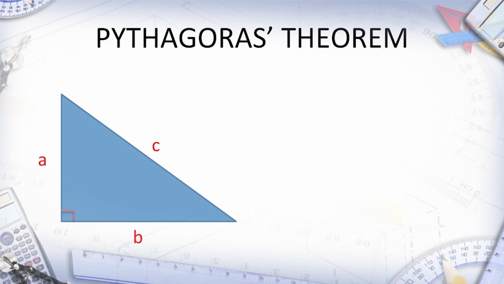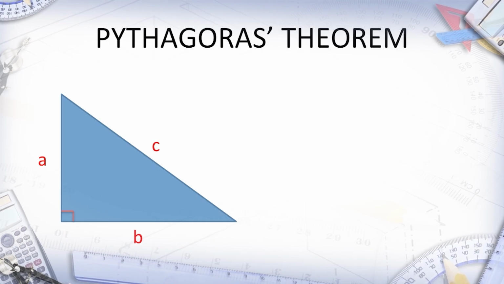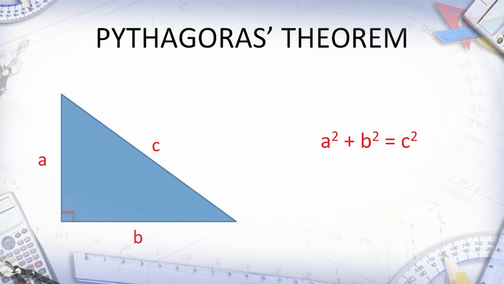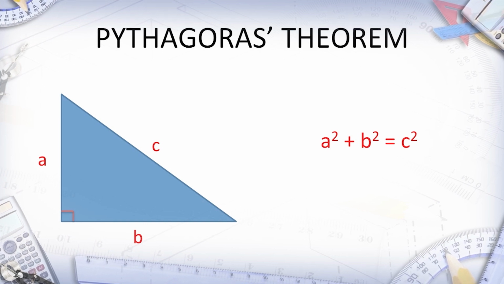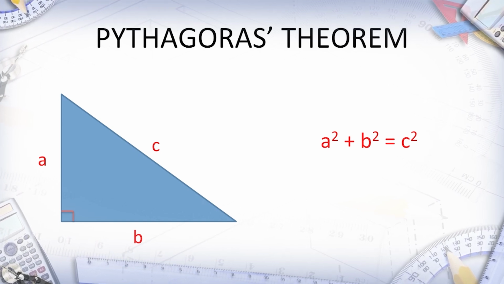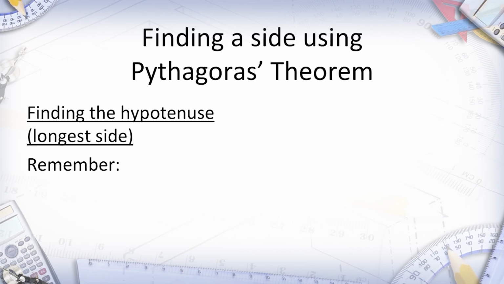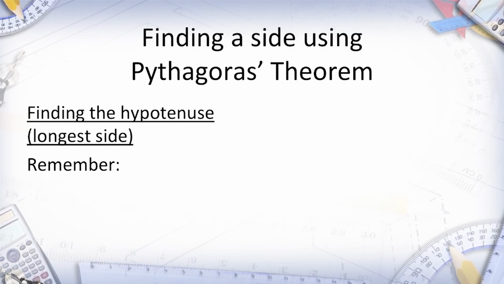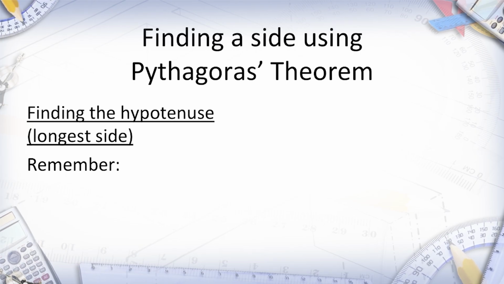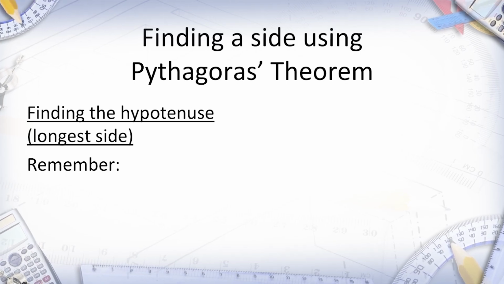Now, instead of writing out a big long sentence, we know it more traditionally as this formula, which is a squared plus b squared equals c squared. And that is Pythagoras' theorem. When it comes to finding a side using Pythagoras' theorem, there are two types of question you're going to be asked. The first one is finding the hypotenuse, or the longer side.